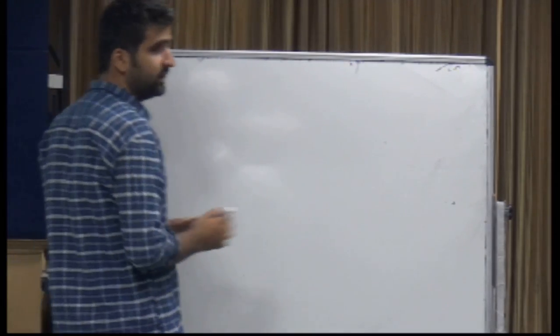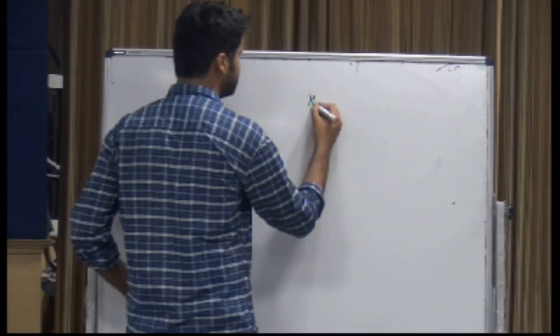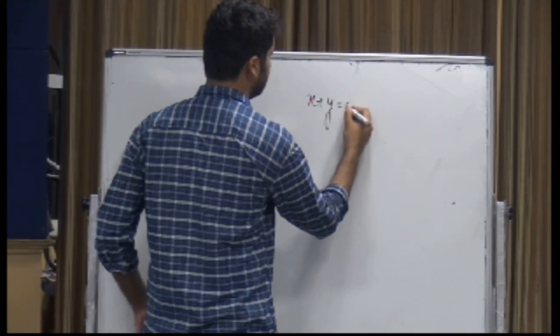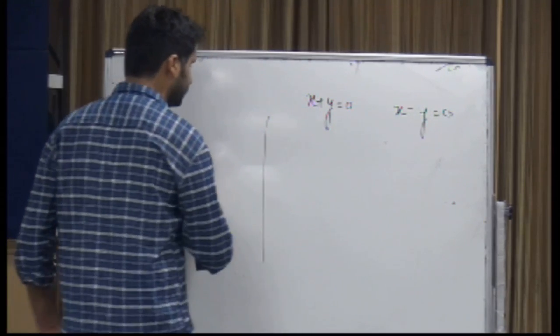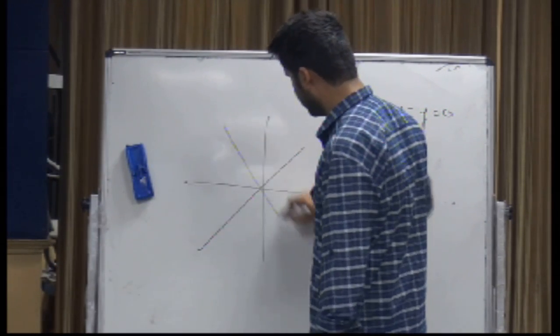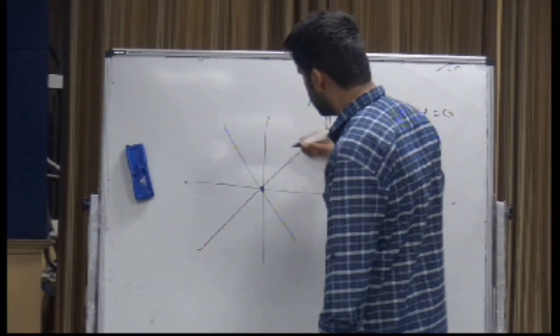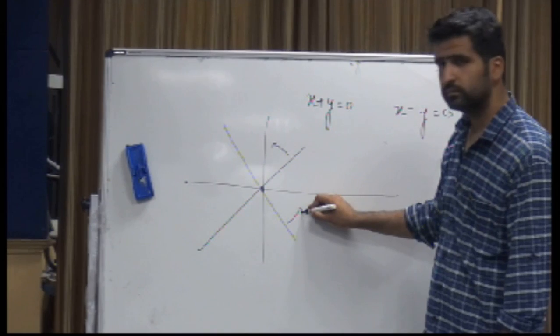If I tilt the hyperbola by 45 degrees, the lines x plus y is equal to 0 and x minus y is equal to 0 are the two asymptotes, the first asymptote and the second asymptote. So if I tilt this by 45 degrees, what will happen to the asymptotes?